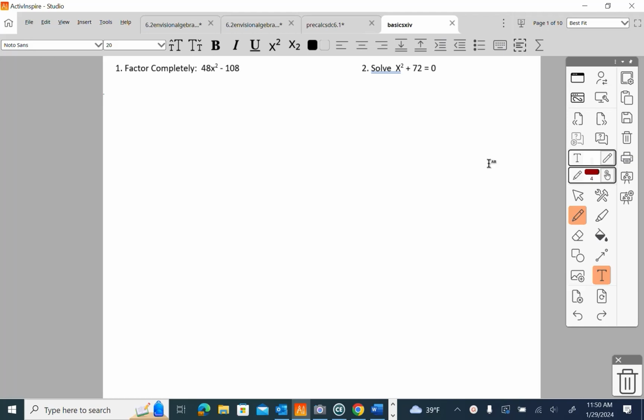All right, so we have up here on this one, factor completely. Now, if you know me, you know my first commandment: pull it. When I look at 48 and 108, it may not be too apparent to y'all, but I'm pretty sure I can pull a 12. If I pull a 12, I'd have 4x to the second left over because 12 times 4 is 48.